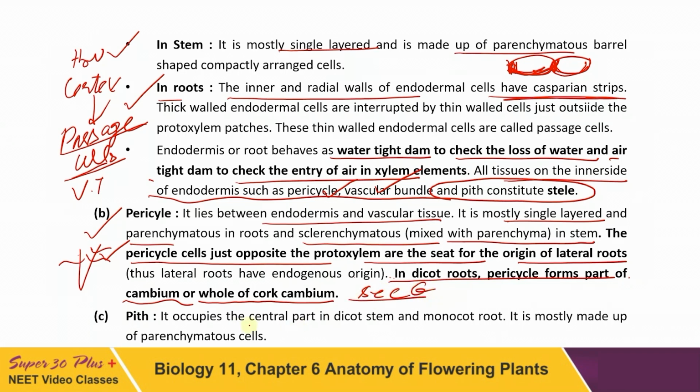Pith is the enormous central part in dicot stem and monocot root. It is well developed in dicot stem and monocot root. In case of dicot root, it is less developed, and it is absent in monocot stem. Pith is absent. Is it right? So this is about part 3 of chapter 6. Thank you.